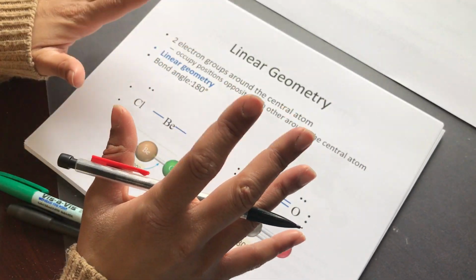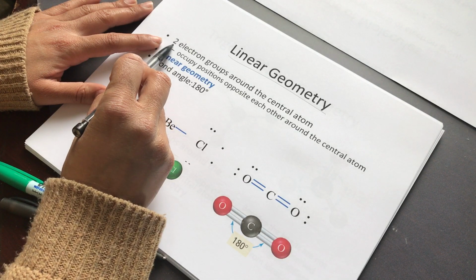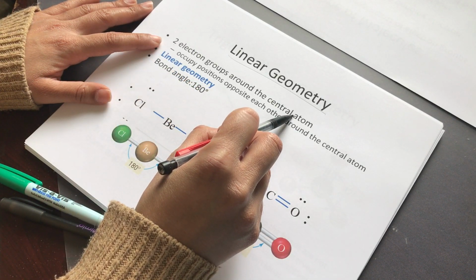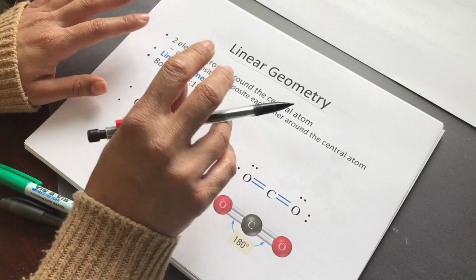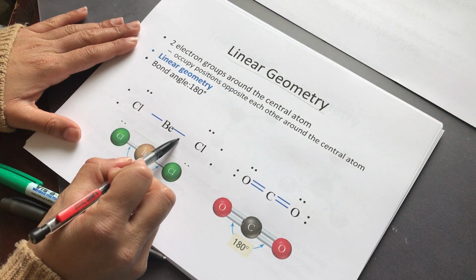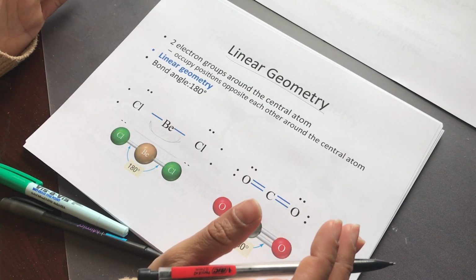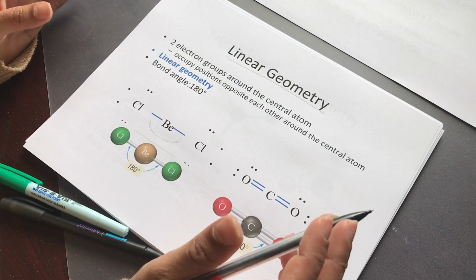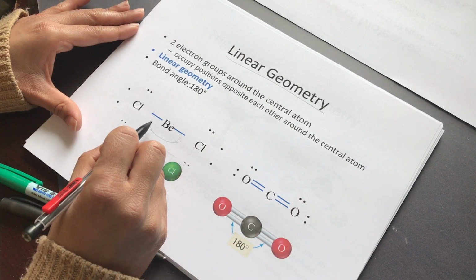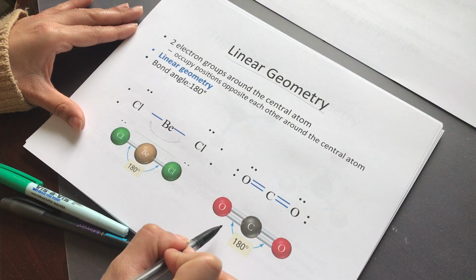So let's practice the 5 basic shapes. First one is linear geometry. When you have 2 electron groups around the central atom, they occupy positions opposite of each other, and you have a linear geometry where the bond angle between the outer atoms is 180 degrees. Now here are 2 examples with a single bond and a double bond where you have a linear geometry.